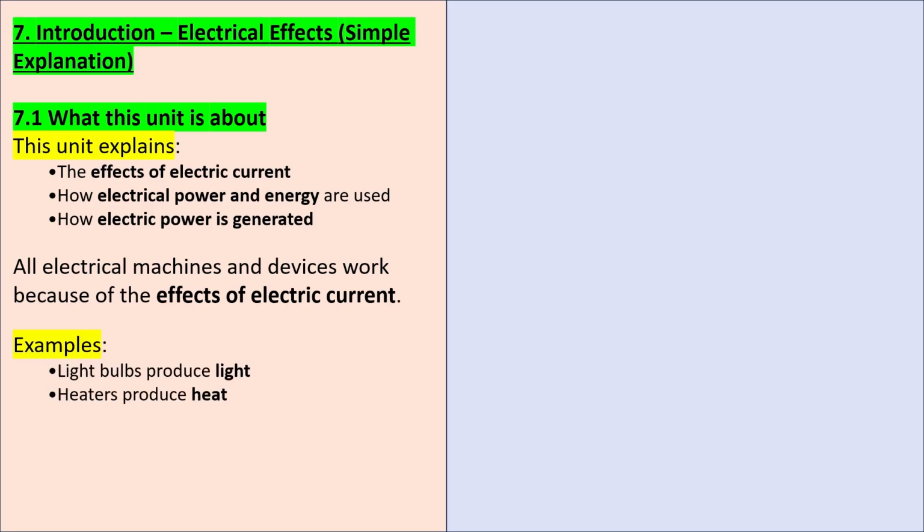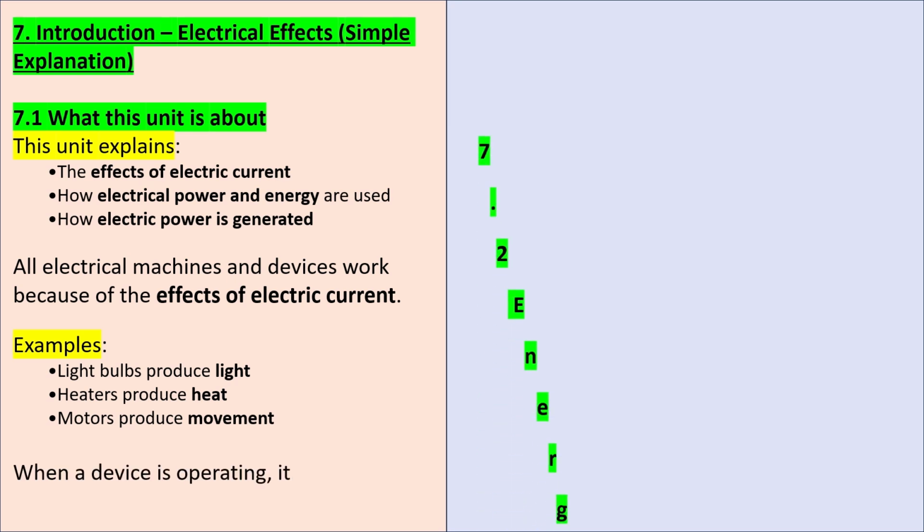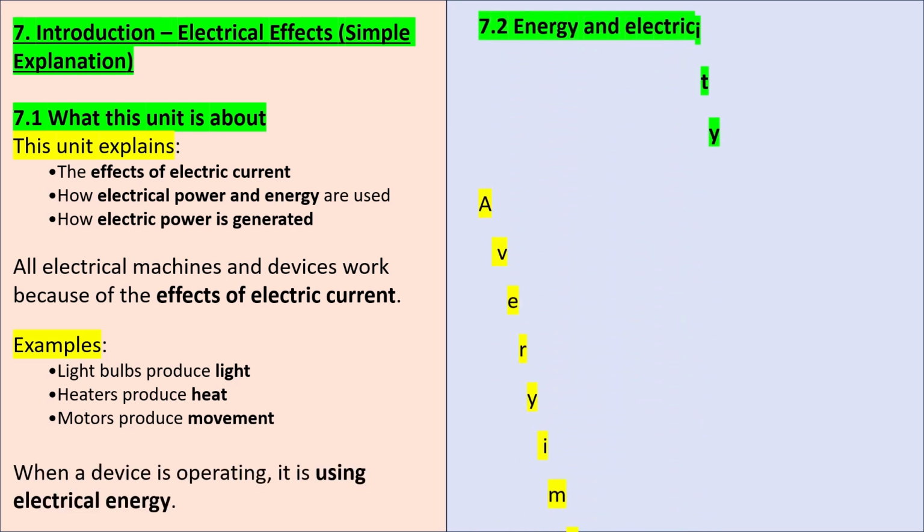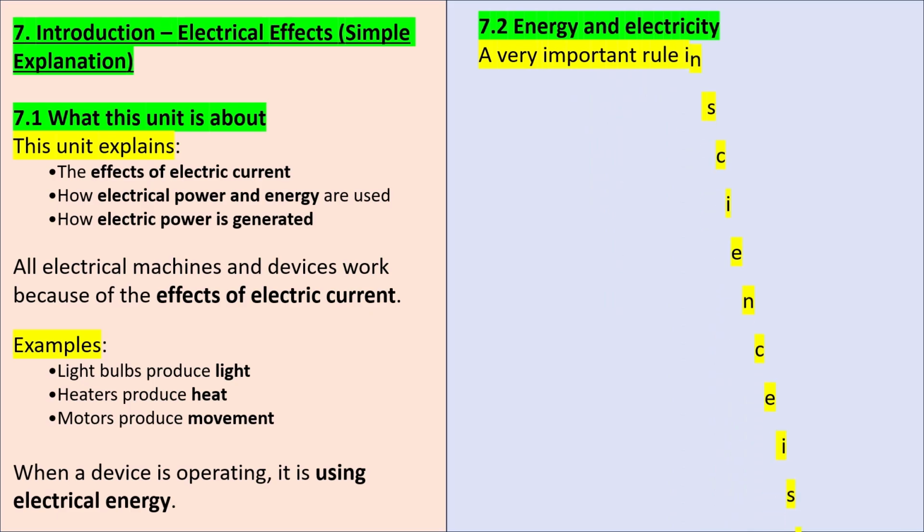Examples: light bulbs produce light. Heaters produce heat. Motors produce movement. When a device is operating, it is using electrical energy.